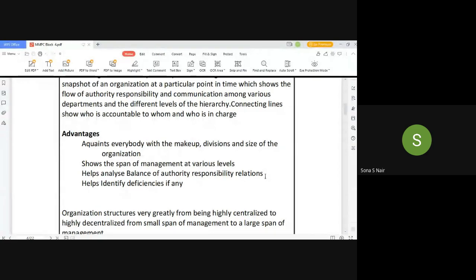It helps identify deficiencies, if any. So when you do that analysis, these deficiencies of reporting and span of management and those things will be brought into the picture.